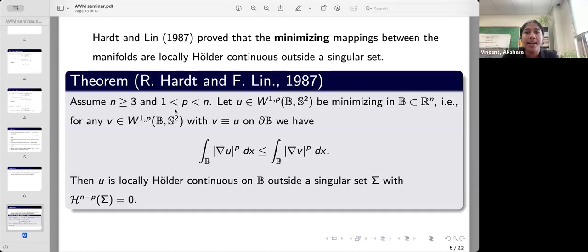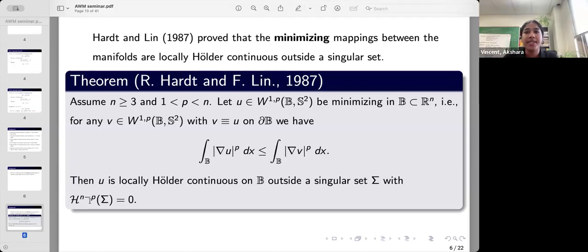Otherwise, it's smooth. And we have a condition on p. p lies between 1 and n. And we look at the case where u is a minimizing W^{1,p} harmonic map, that means it attains a minimum energy among all the mappings with the same value on the boundary. Then they proved that u is locally Hölder continuous in the domain outside a singular set with Hausdorff measure of the singular set equal to 0. And they also measured the dimension of this singular set, which is n minus p.